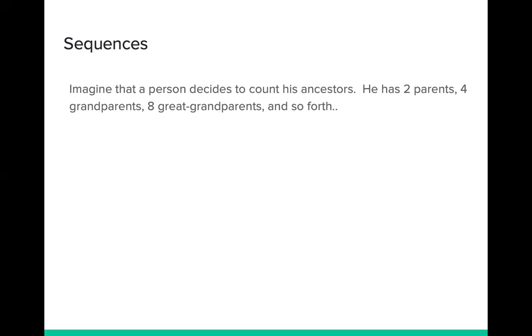So that person, or us as a regular person, we can have 2 parents and 4 grandparents, 8 great grandparents, and so forth. Okay, so this can be written in a row as 2, 4, 8, 16, 32, and so forth, wherein the 2 here represents the number of parents of that person, the 4 represents the number of grandparents, the 8 represents the number of great grandparents, and so on. So this symbol is called an ellipsis, and it is shorthand for and so forth.